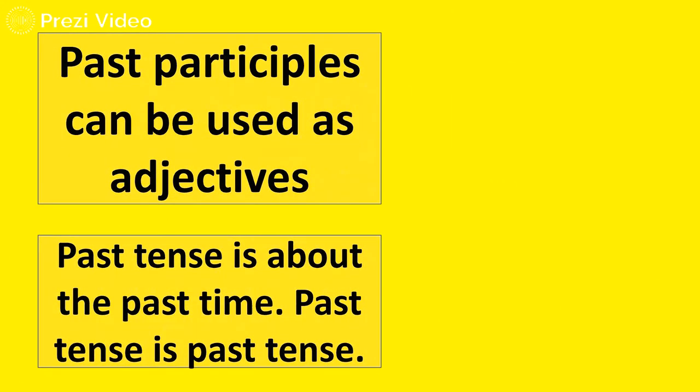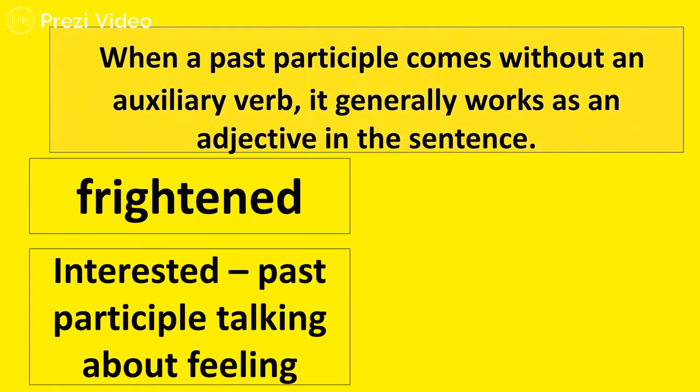What about the past participle when you've used it as an adjective? So remember, the past tense is about past time. Past tense is past tense. It's not going to change. But when a past participle comes without an auxiliary verb, it's not working as a verb anymore in the sentence. It's usually working as an adjective. So what about that word frightened? I was really frightened yesterday when I watched that new film.